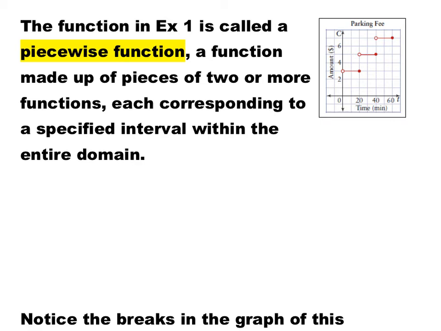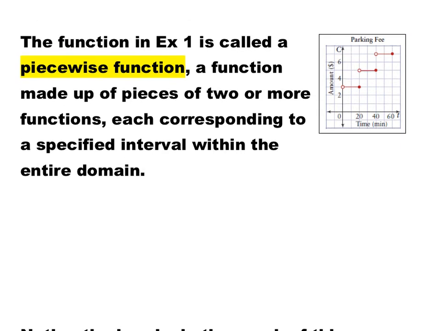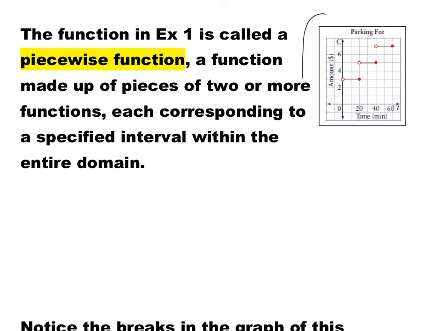If we go ahead and plot the function representing the example which we did previously, we are going to get a graph which looks like this graph. From 0 to 20 minutes, the cost is always $3, which is represented here. From 20 to 40 minutes, the cost is $5. And when it's between 40 and 60, the cost is $7.